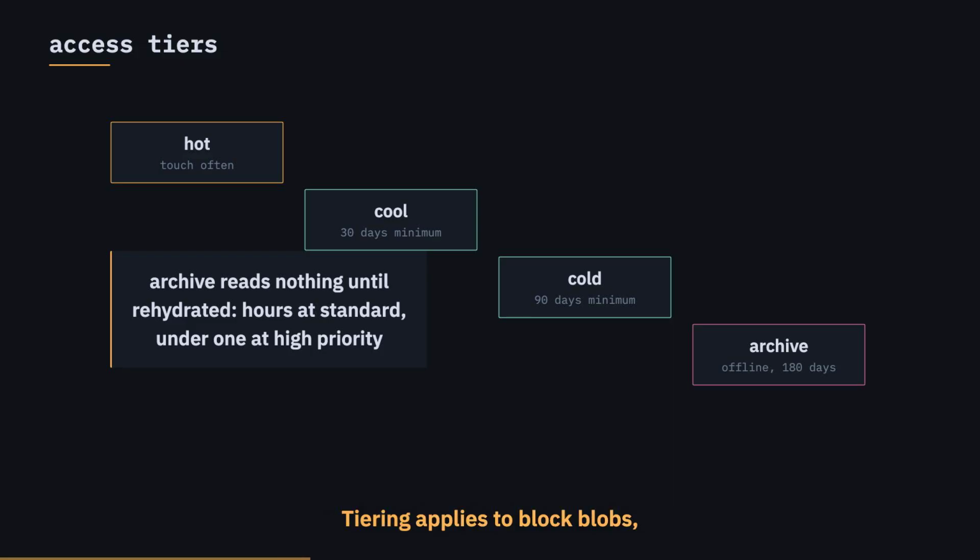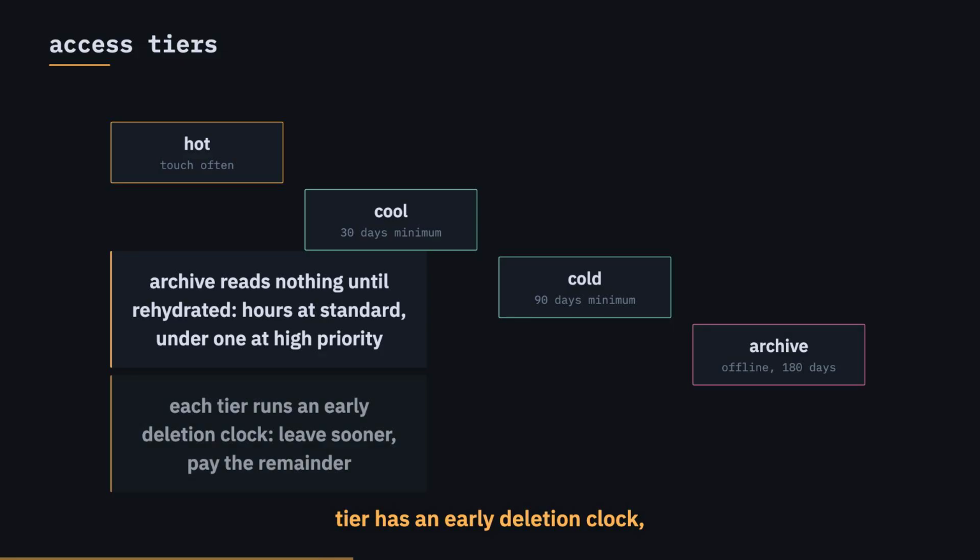Tiering applies to block blobs, and while the account sets a default tier for new uploads, the setting is per blob in the end, changed with the set tier operation. So one container happily mixes hot files next to archived ones. One more mechanic rounds out the picture. Each tier has an early deletion clock, 30, 90, and 180 days for cool, cold, and archive. Delete or move the blob sooner, and you pay the remainder anyway. The pattern to internalize. Pick the tier that matches how often the data moves, and let the price follow.